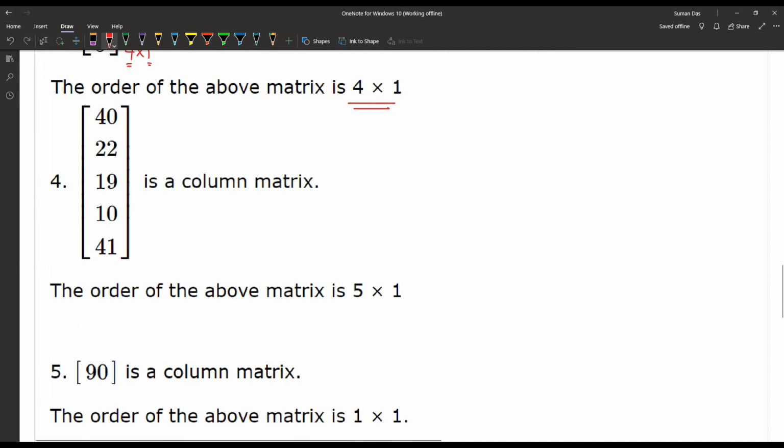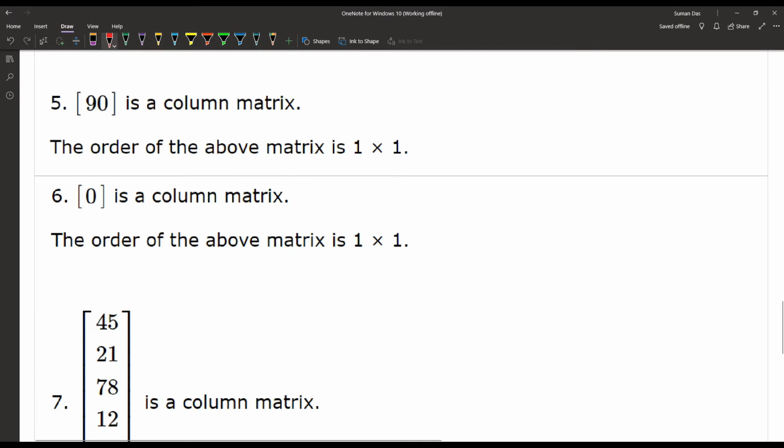Let's check the fourth example. Here the number of rows is 1, 2, 3, 4 and 5, but the number of columns is only 1. So that is also another example of a column matrix where the number of rows is equal to 5 and the number of columns is equal to 1. So the order of the column matrix is 5 cross 1.